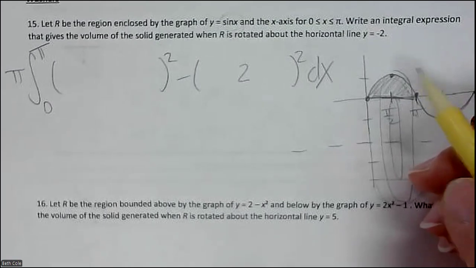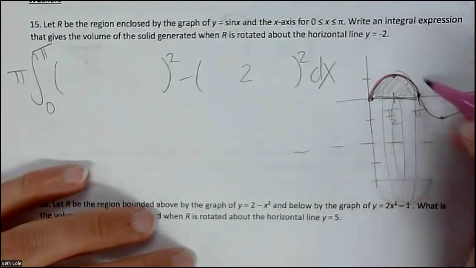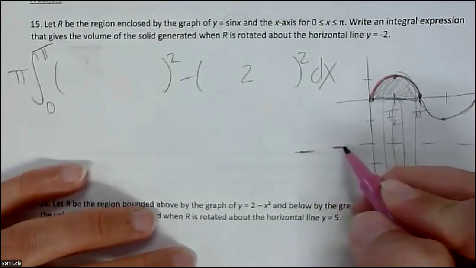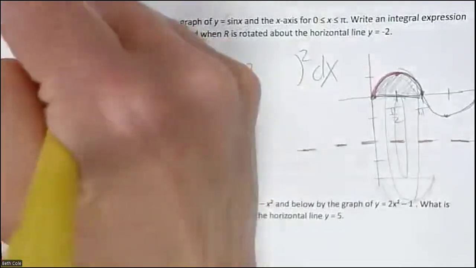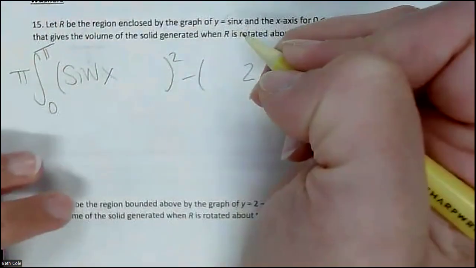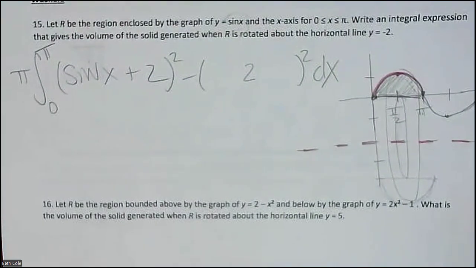All right, and then the other one, upper minus lower. Your upper graph is sine of x, and your lower graph is -2. So it's sine of x minus -2, which is sine of x plus 2. And that's the answer because it said to just set it up.